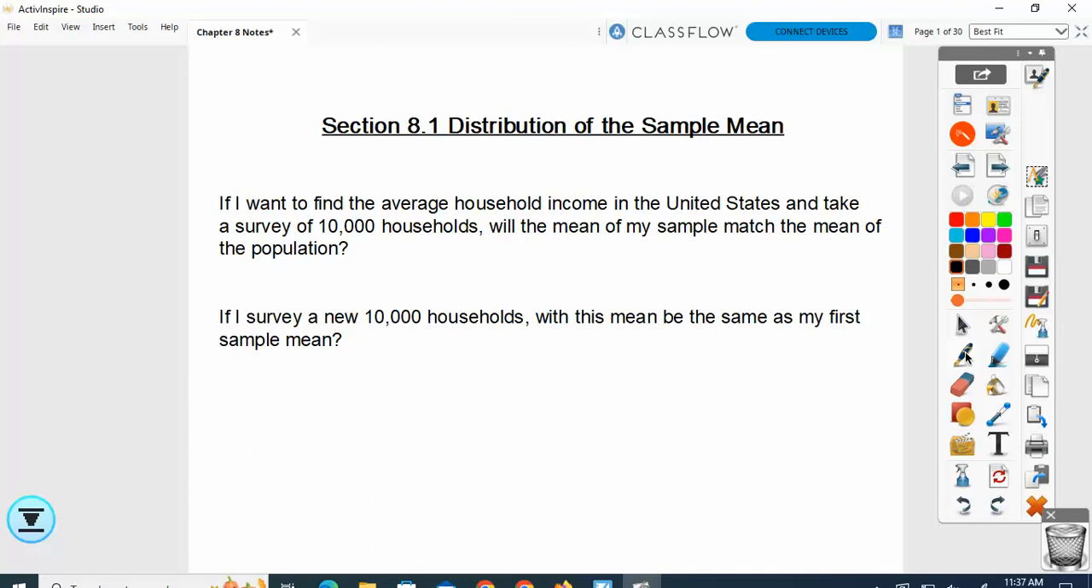No. Okay, we know that a sample is hopefully close to the population, but probably not exact. If I take a different 10,000 households, would I get the same mean as I got the first time? No, probably not. So we are looking at a distribution of all the different sample means. If I were to take a bunch of samples of 10,000 households and look at the means of all of those samples, that's the type of distribution we're talking about.